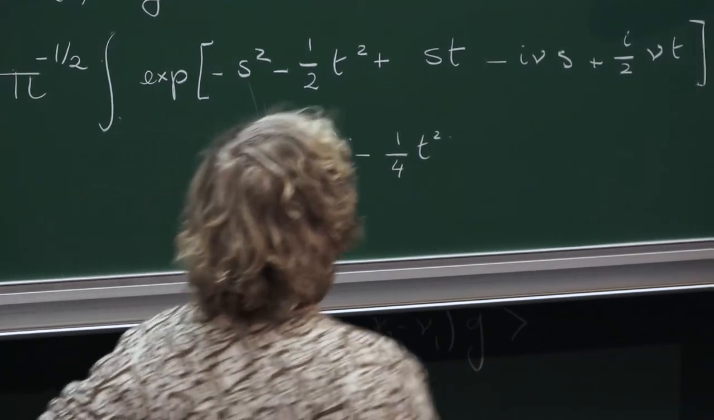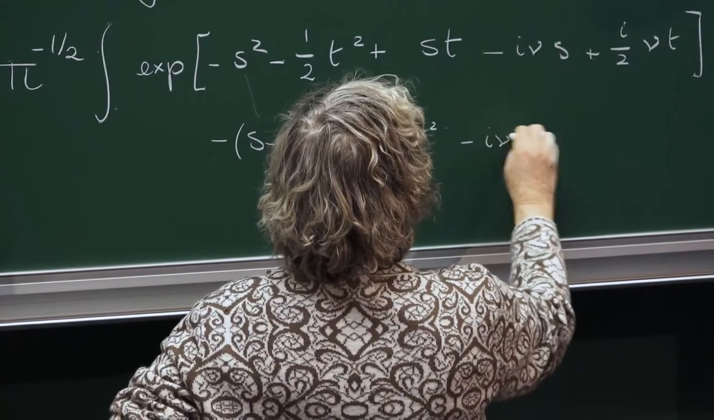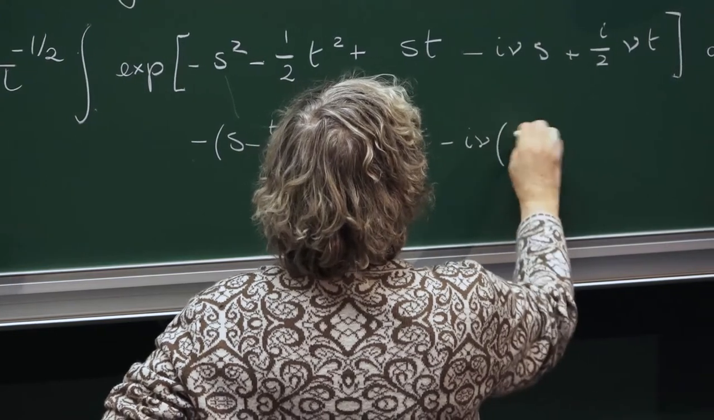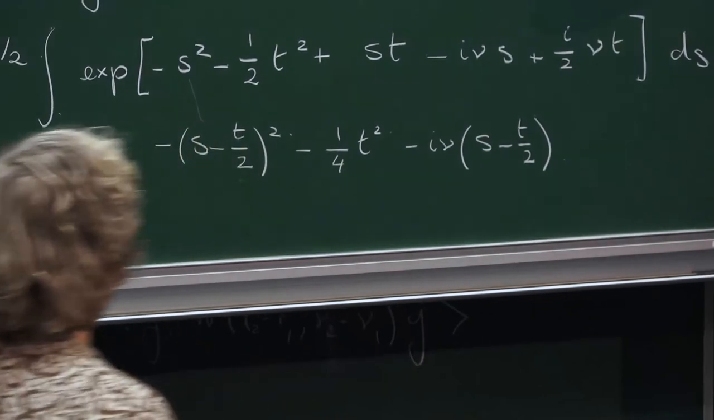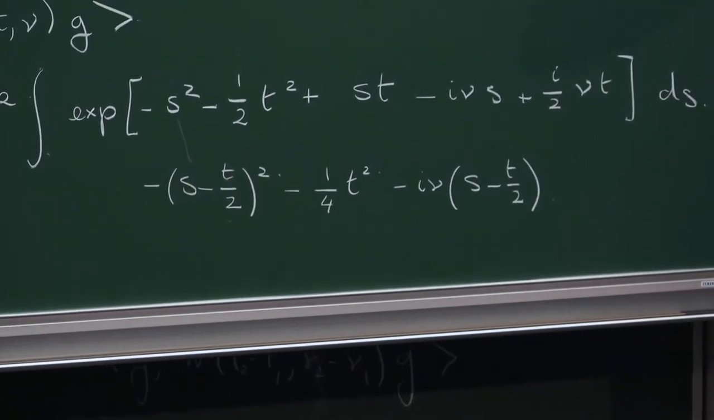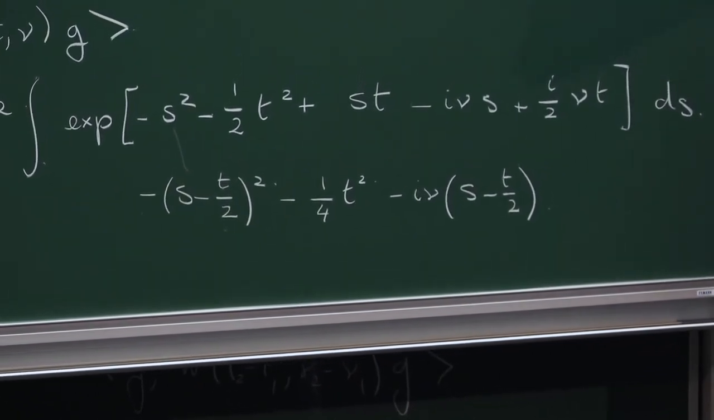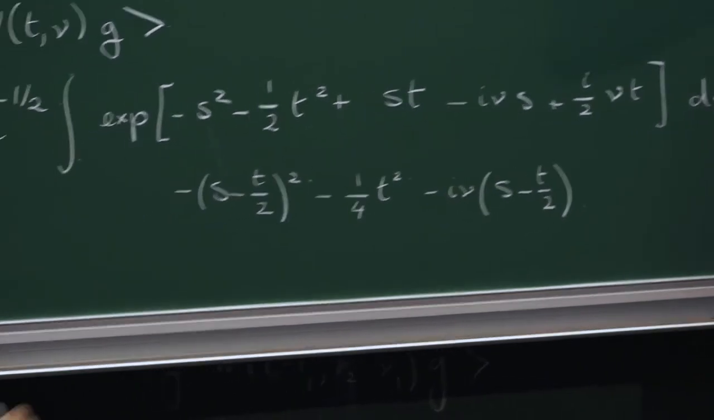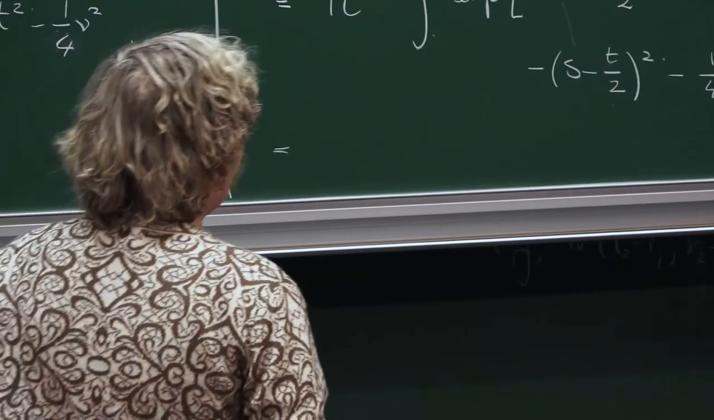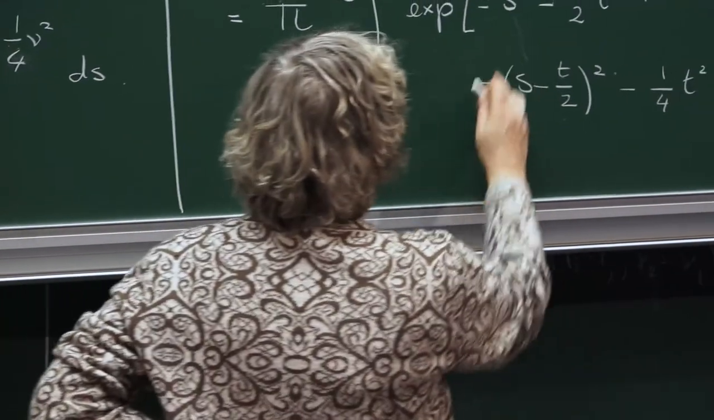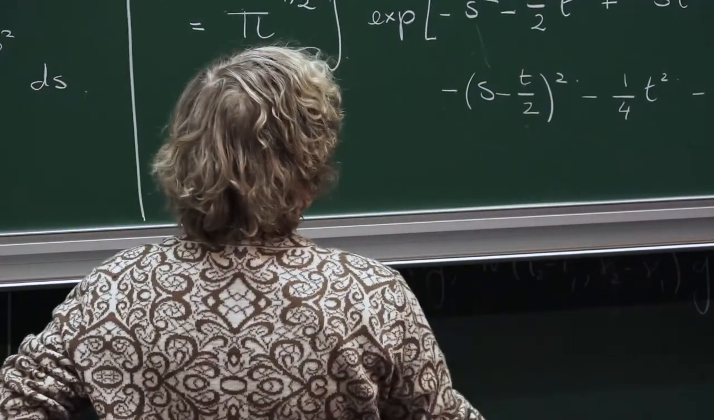Then I have here minus i nu, s minus t over 2. And that's it. Okay. And then what I have is, and you can work out that all the square roots of 2 and pi and so on work out. What I have essentially is a Fourier transform of the Gaussian.